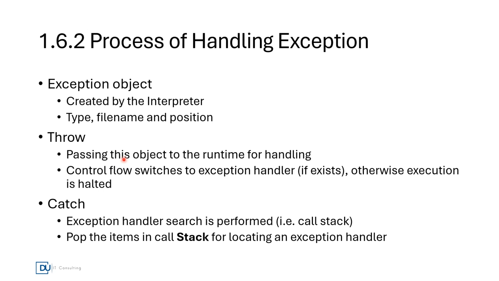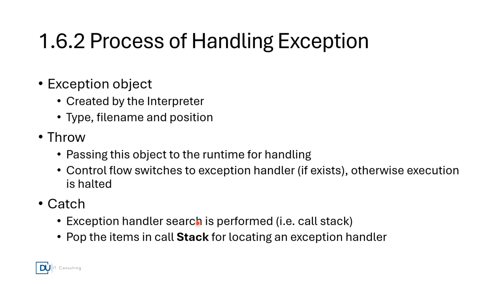So the control will pass from the current line where the exception was raised. It will not proceed with the further lines in that block. It will directly go to the handler if it exists. If it does not exist, then it is shown in the output as an error and the program execution is halted. And this is the catch part. In the catch part, the exception handler is searched. So typically there will be a call stack. We will see that in the later part of this video.